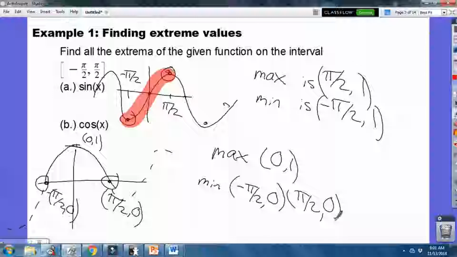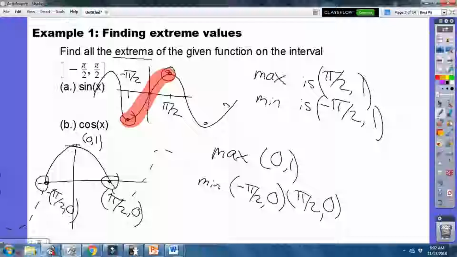We just had to find all the extrema. Extrema is just another word for the maxes and mins. So we had to find all the extrema of the given function on the interval -π/2 to π/2, and we did that. All you have to do really is just look at the graph in this problem. We haven't talked about the calculus yet to find this.